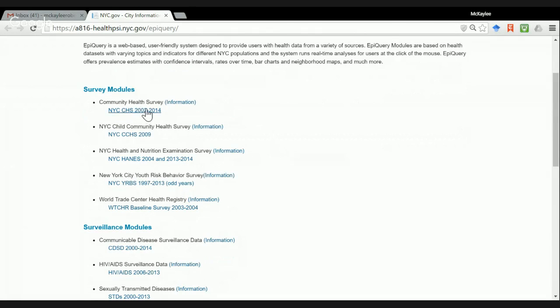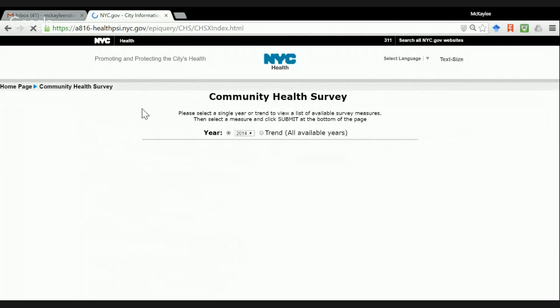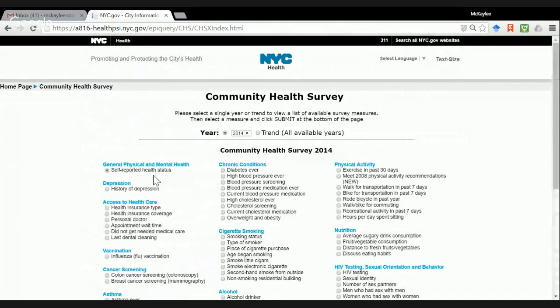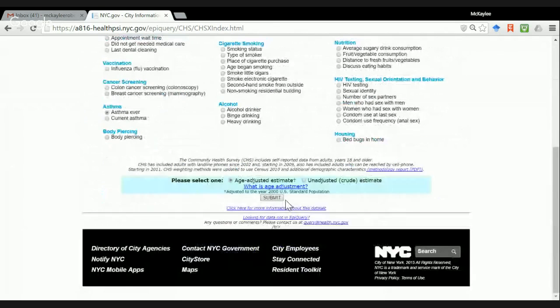So for your projects, I'm going to go into the community health survey module. Let's pick one. Maybe you're going to do a project on asthma. And you have the option for looking at age-adjusted estimates or unadjusted estimates, which we covered on Tuesday.